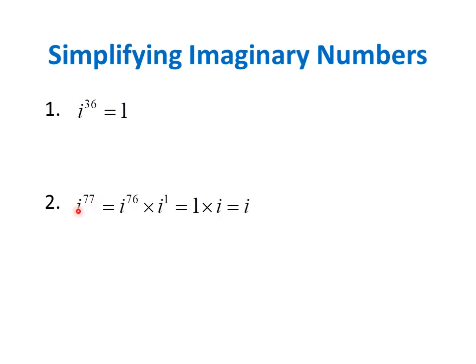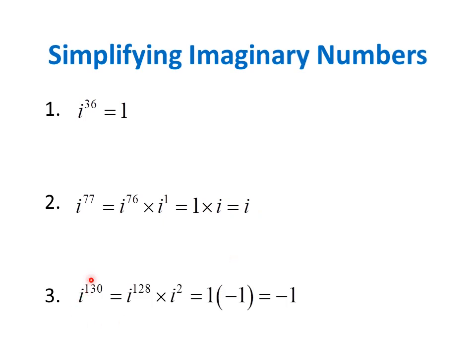How about i to the exponent 77? Can we divide 77 by 4? No. But we can divide 76 by 4. So we can write i to the 77 as i to the 76 times i to the 1, because 76 plus 1 is equal to 77. So, since 76 is divisible by 4, i to the 76 is automatically equal to 1. And of course, i to the 1 is equal to i. 1 times i is i.